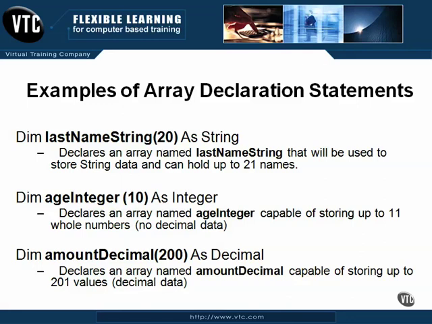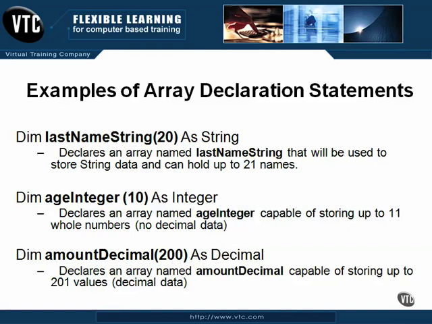And the third and final example is an array called amountDecimal, 200 being the highest subscript with a data type of Decimal, which will declare an array named amountDecimal, which is capable of storing up to 201 values of data which could indeed contain decimals.